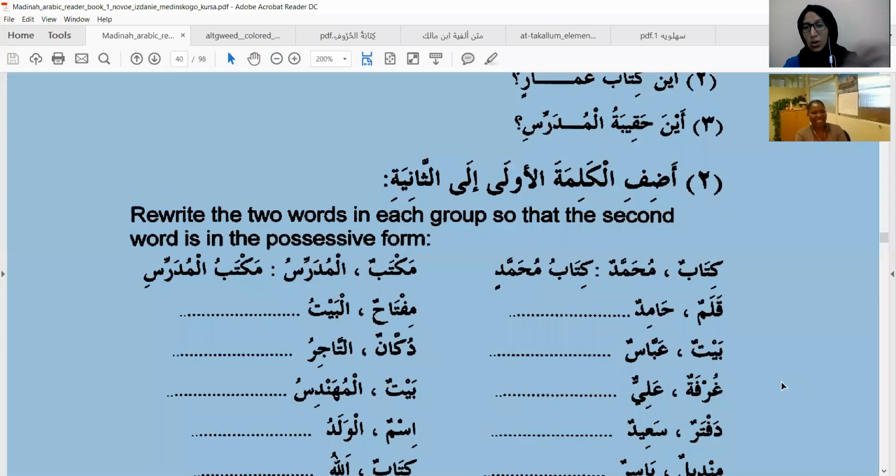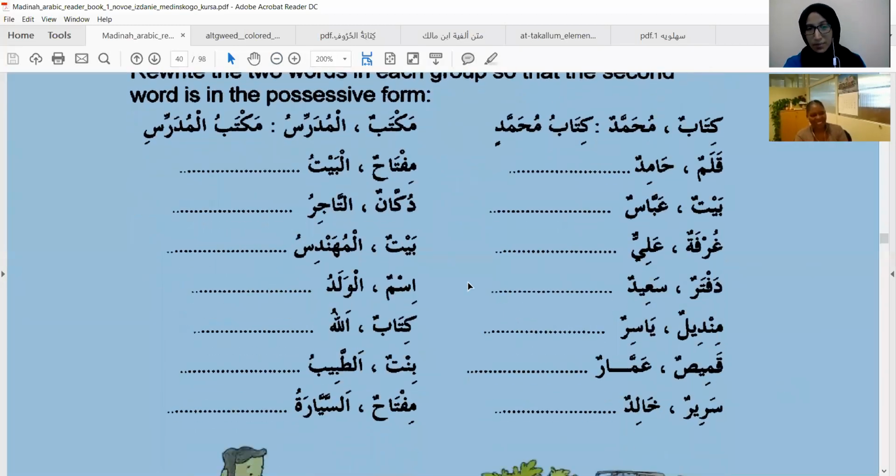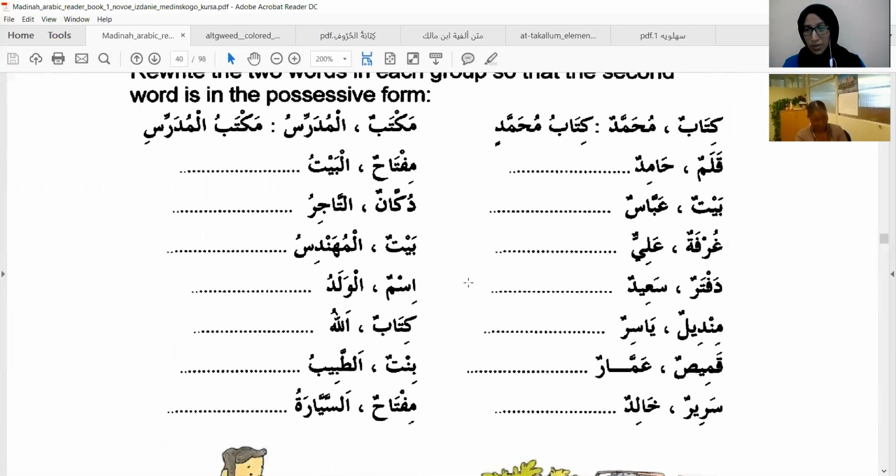Okay. Take a look at all the second words here. You have two rows. Look at both, and tell me what you notice. They all finish with dhamma, like they are nouns. In the second row, all of them have the definite al, and of course, when you have the al, you cannot have the tanween.